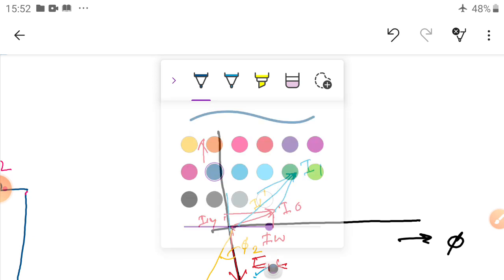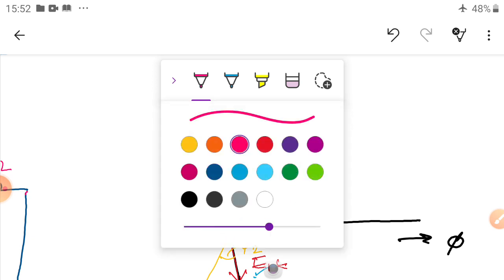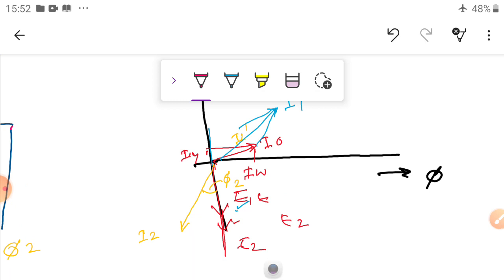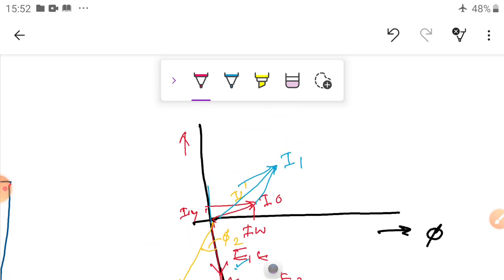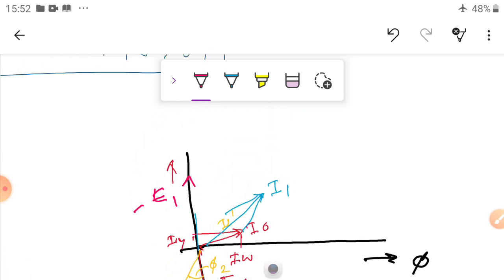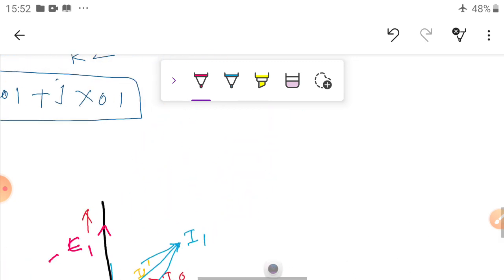Now you take another value. Whatever the E1 is, it is shifted 180 degrees in this direction. So this is equal to E1 and minus E1, 180 degrees apart. Now here, what is the primary? So dear students, this is R1, X1 and this is E1.